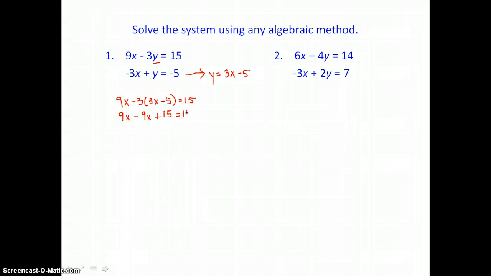And then when I go ahead and add my like terms on the left, 9x minus 9x is 0, so I'm left with 15 equals 15, which is a true statement. When my variables drop out and I end up with a true statement, I know that I'm working with the same line on the coordinate plane, and I have infinitely many solutions.